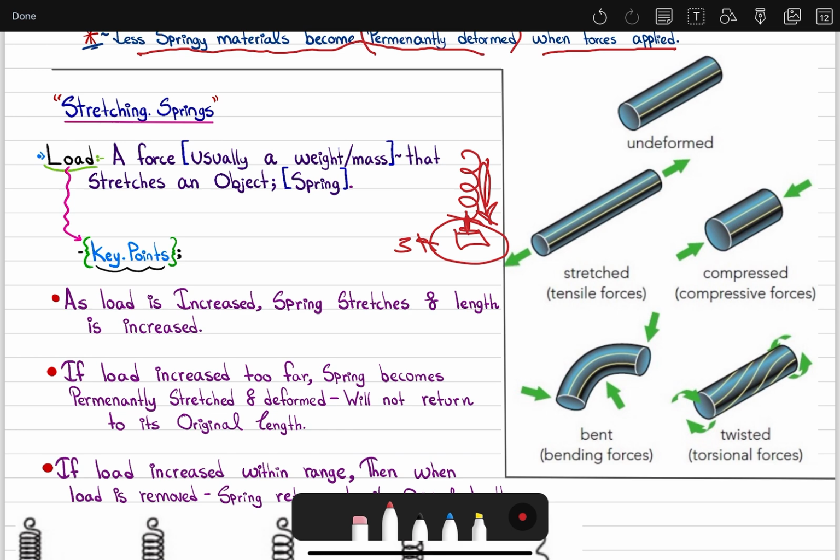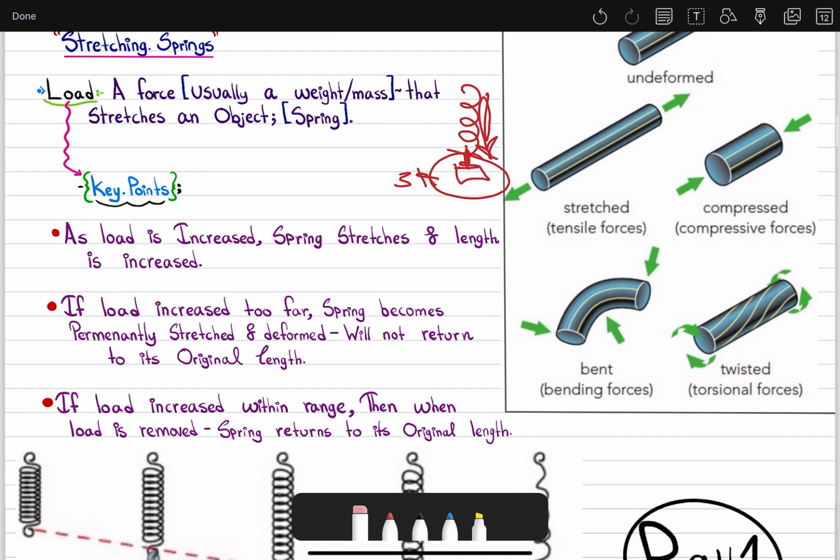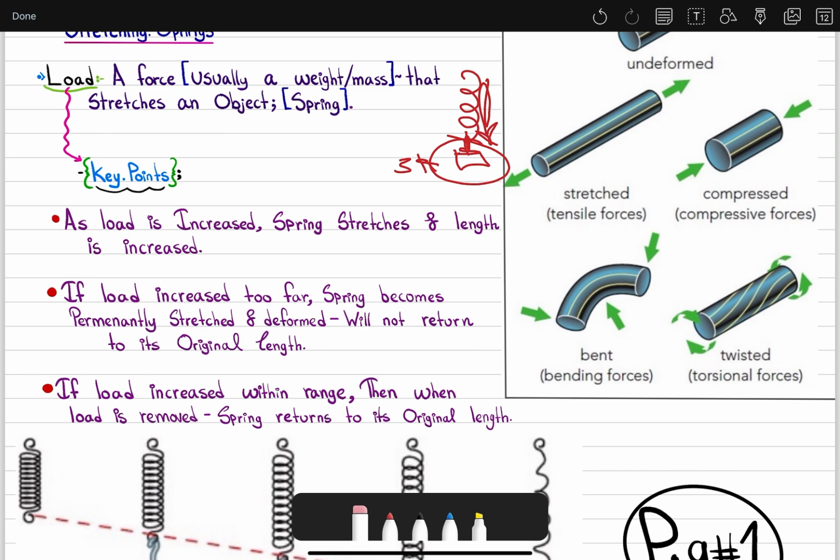If the load is increased too far, so if you use a load that's too heavy, the spring will become permanently stretched and deformed. This means it will not be able to go back to its original length anymore. If the load is increased within the range, then when the load is removed, the spring will return to its original length. It's very simple: you have a spring, you apply a load. If the load is too heavy, the spring will stretch too much, become permanently deformed, and not go back to its original position.